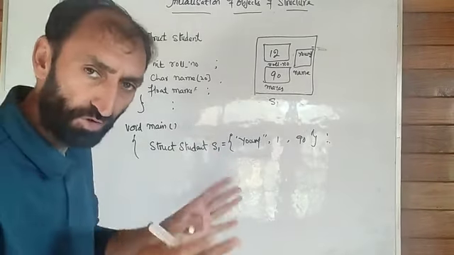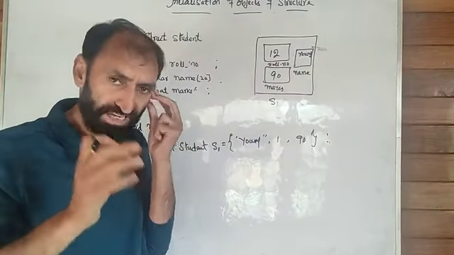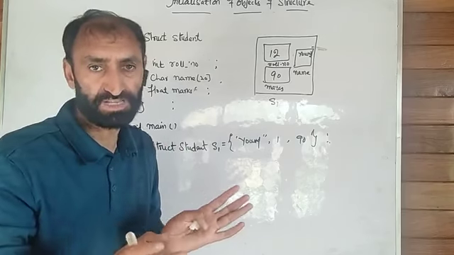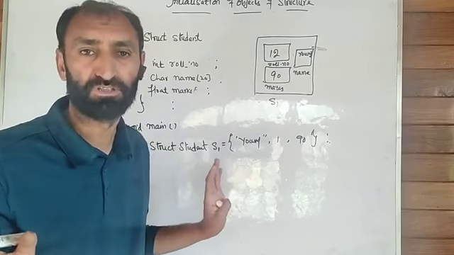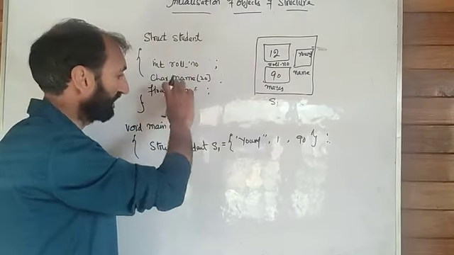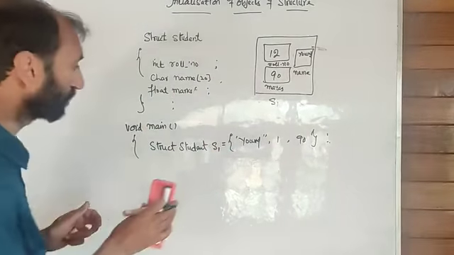So while we are going to initialize the structure members, we should take care that the order must be matched. There must be no mismatch of orders. The order must be the same. If there is first a roll number, then there must be a roll number. Then the name, here must be a name. And then marks, here must be marks. Okay, the first rule is this.